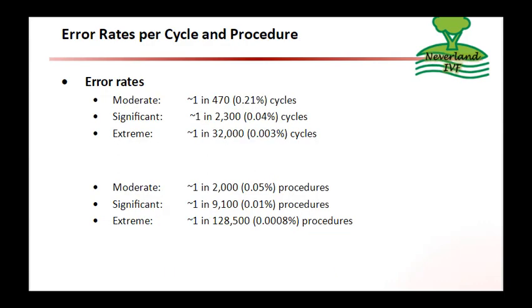The overall error rates of extreme, moderate, and significant errors combined per procedure and per cycle were approximately 0.06% and 0.25% respectively during the more than 30,000 cycles. Of the extreme and significant errors only, the rates were approximately 1 per 9,000 procedures and 1 per 1,900 cycles.